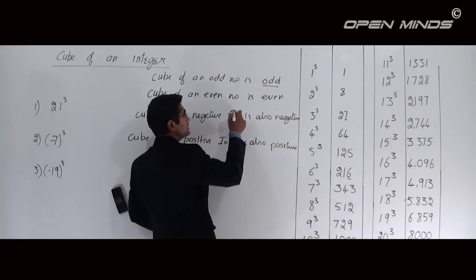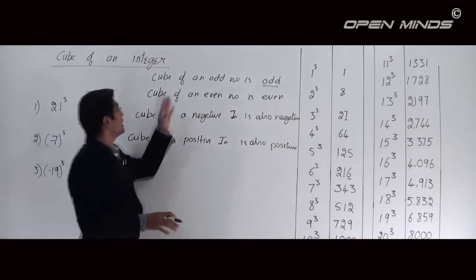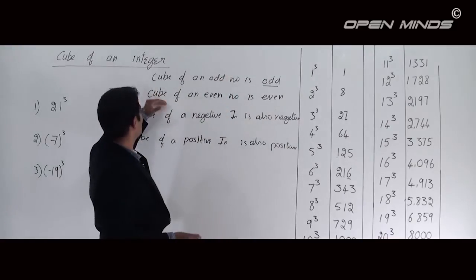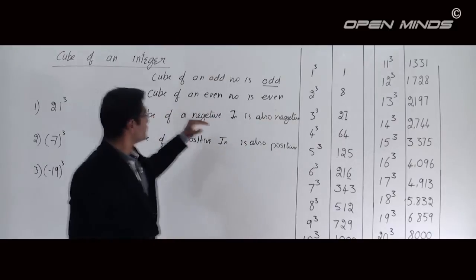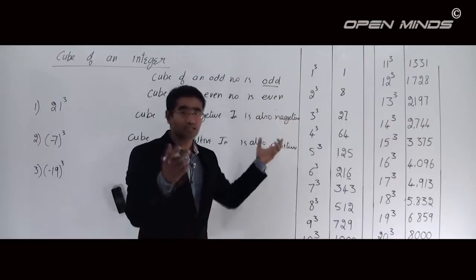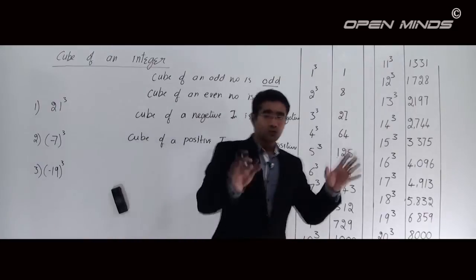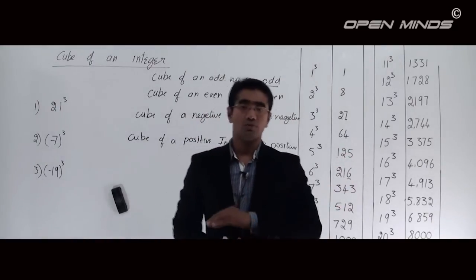So these are the 4 observations I made from this video: if you cube an odd number, you will get an odd number. If you cube an even number, you get an even number. If you cube a negative integer, you will get a negative integer as the answer. And the cube of a positive integer is also positive. So we understand these 4 observations. Keep that in mind. It will really help us solve problems in future.